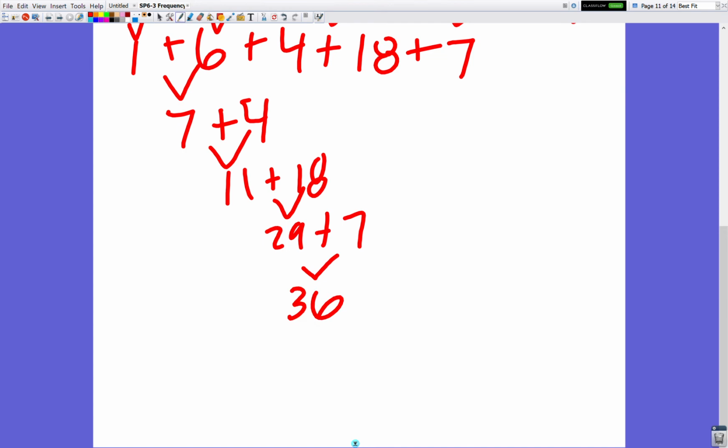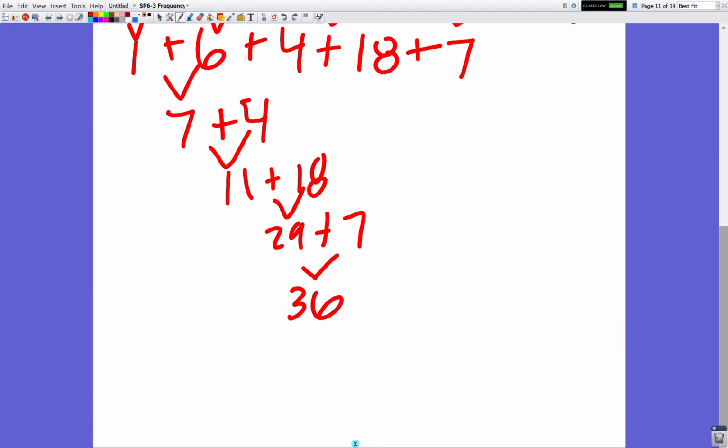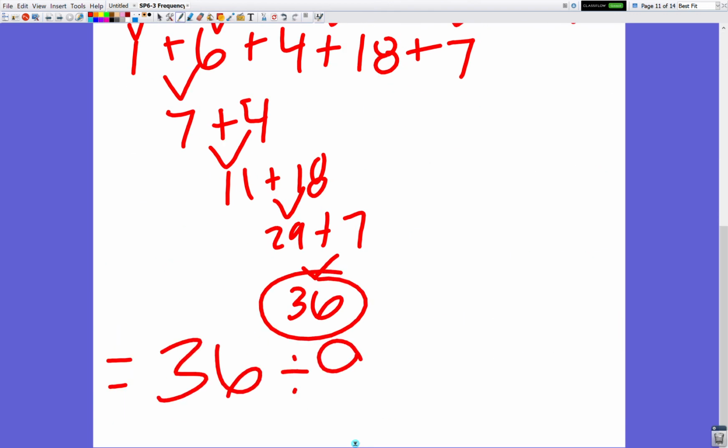is 36. Now we'll count the data points in our set. 1, 2, 3, 4, 5, 6, 7, 8, 9. So to find the mean, we'll do 36, our total, divided by 9, which is the number of points in our data set, and we'll get 4 for our mean.